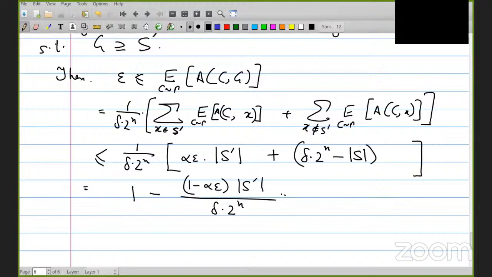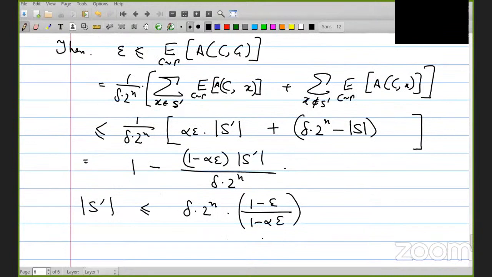So the upshot of all of this is that the size of S prime is less than delta times two to the n. So after rearranging things, times one minus epsilon by one minus alpha epsilon. So assume now that alpha is less than 1/2. So then this is less than delta times 2 to the n by 2 minus alpha, assuming epsilon.